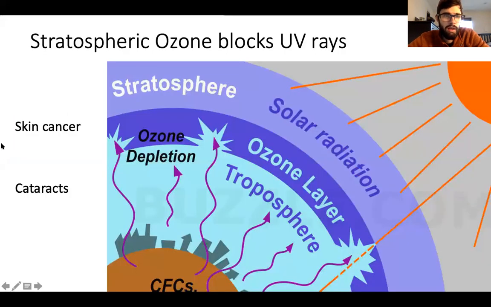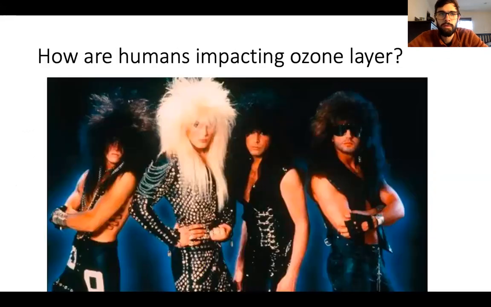UV rays can lead to increases in skin cancer. It can lead to cataracts in your eyes. It can also disrupt the development of various organisms and various ecosystems. But two big ones, at least for humans, are skin cancer and cataracts. But the ozone helps block that. So we like ozone in the stratosphere.